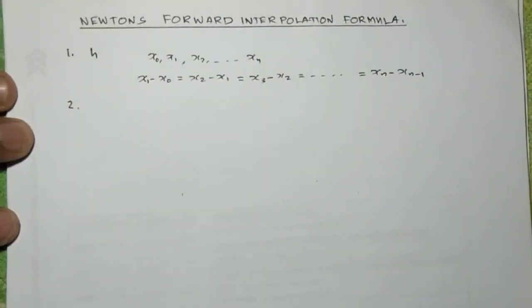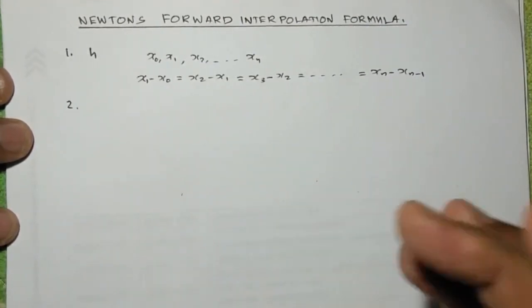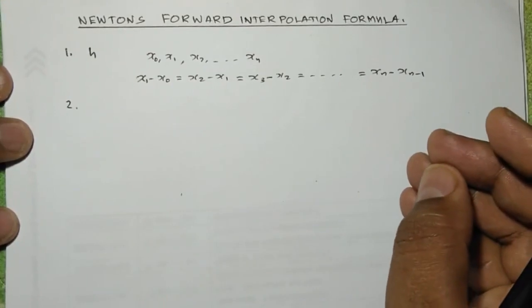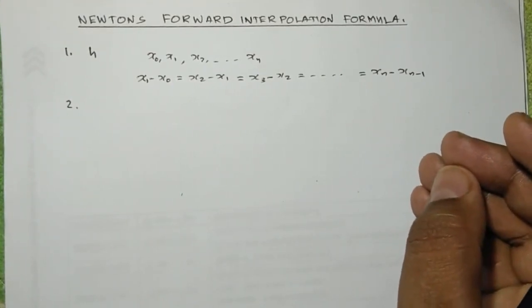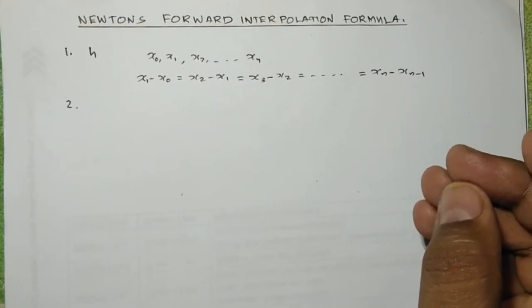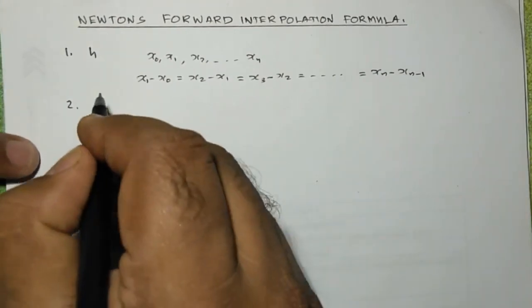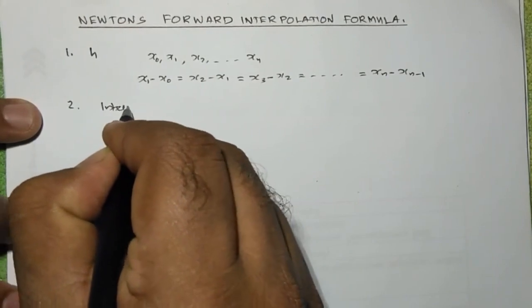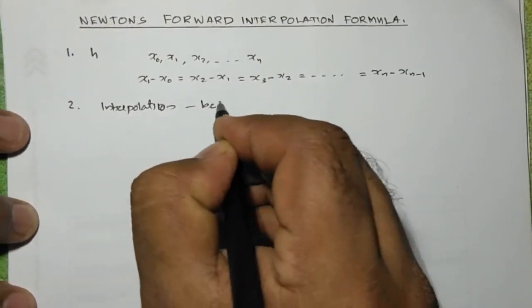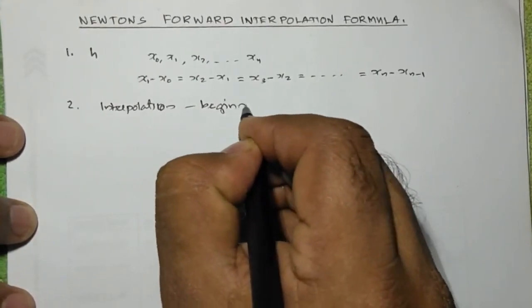Then there is a second condition. This method is best suited when the interpolation has to be done at the beginning of a set of tabular values. So interpolation should be at the beginning of a set of tabular values.